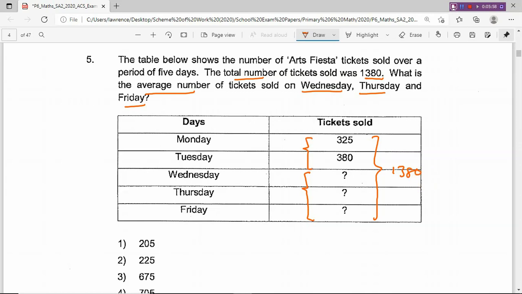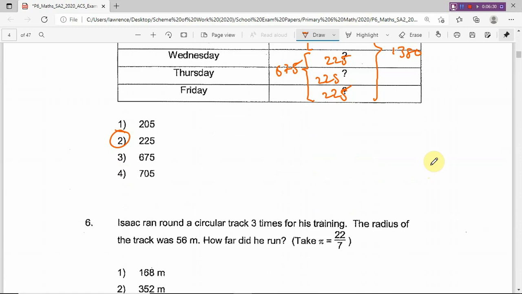So I'm going to use my calculator so we can do a little faster. So you take 325 plus 380, and this is your 705. Then you take the total 1380 minus 705. You get the total of the Wednesday, Thursday, and Friday. And to find the average, you just have to divide by 3. So you can see that the average of all the 3 days is 225. So your answer will be number 2, right? Okay, so let's go to the next one.